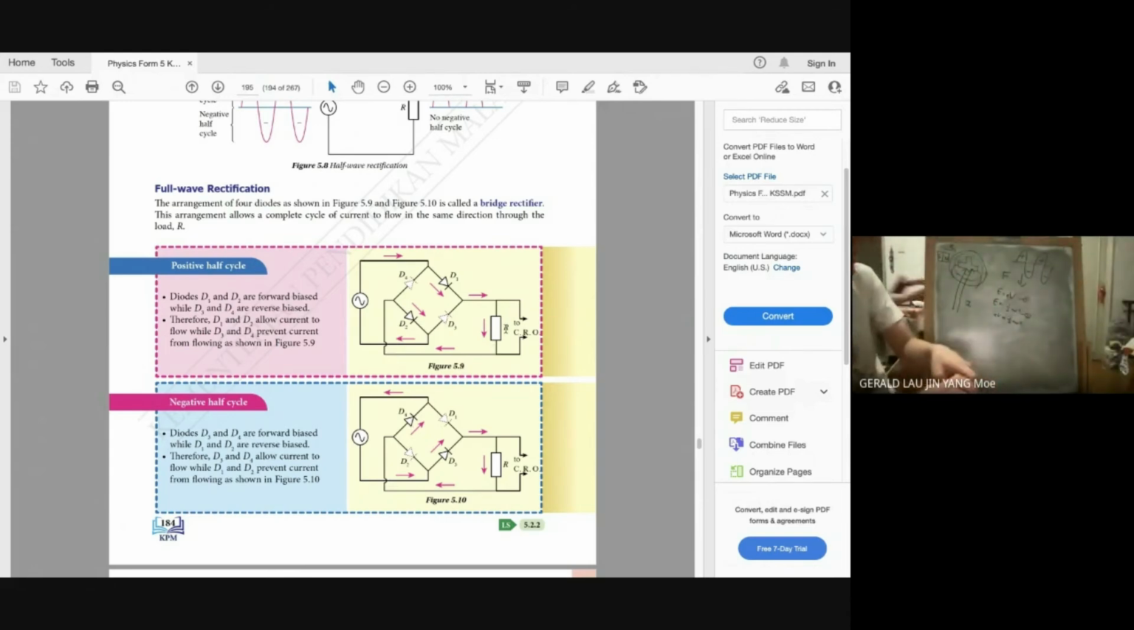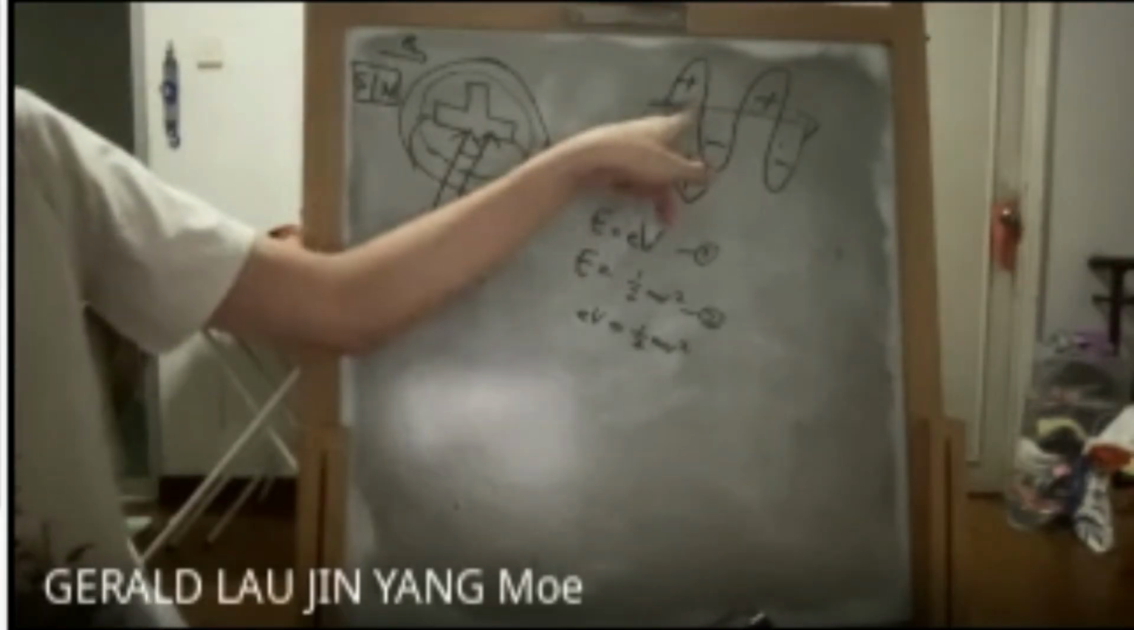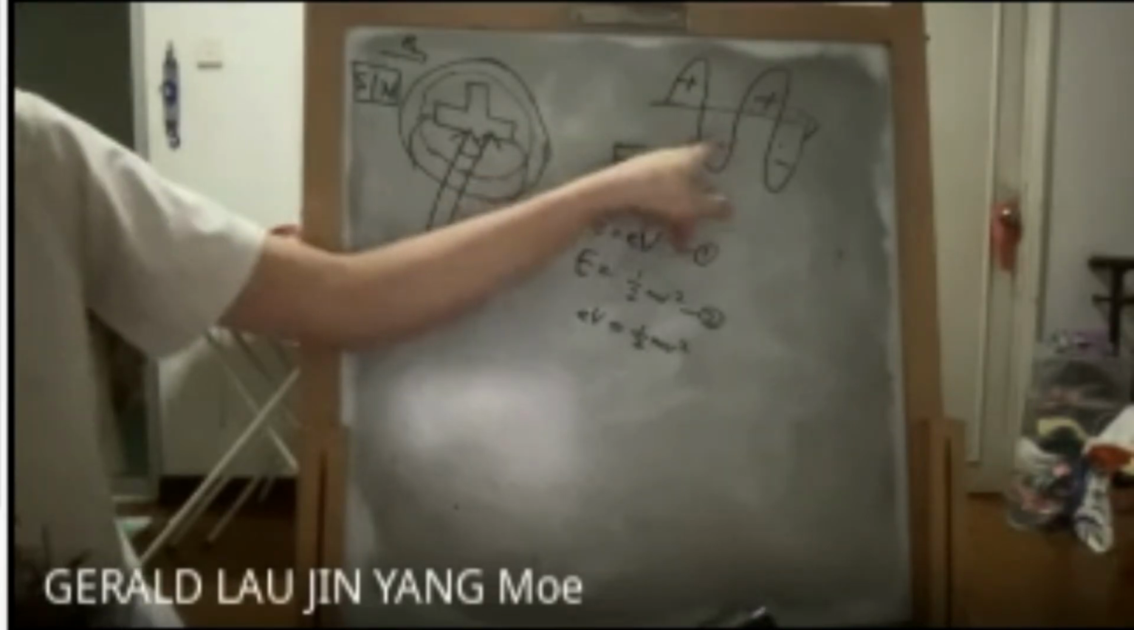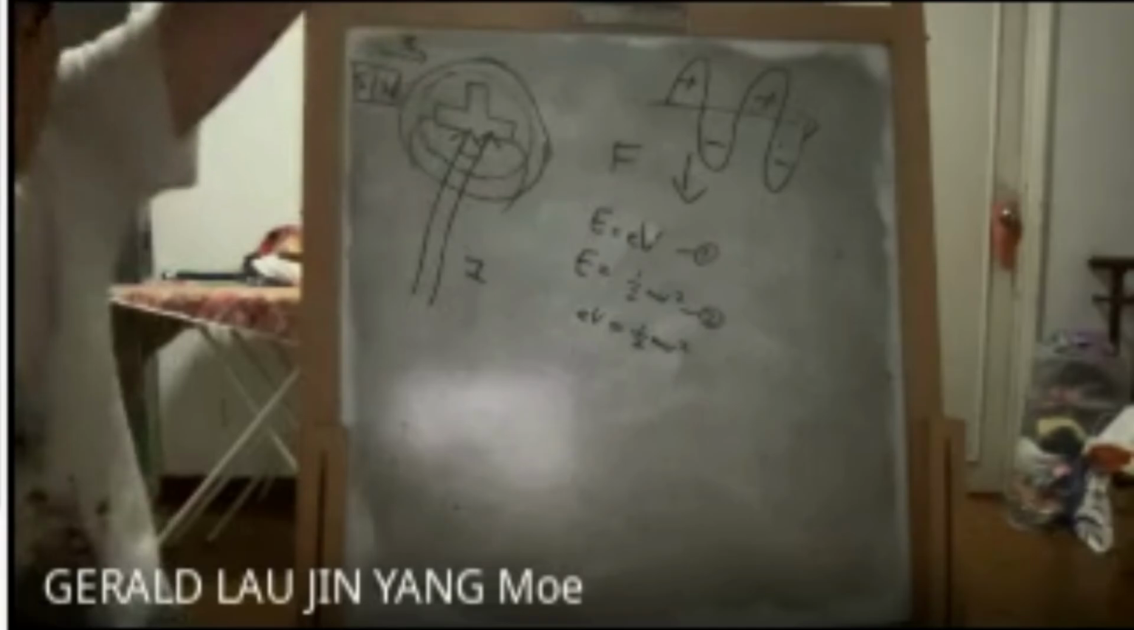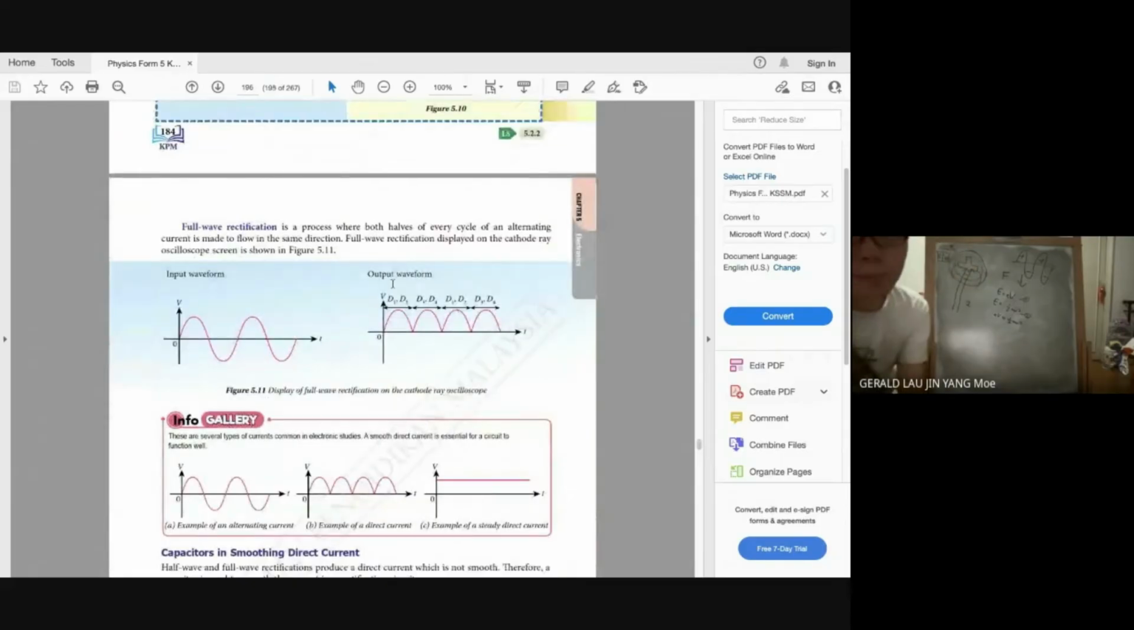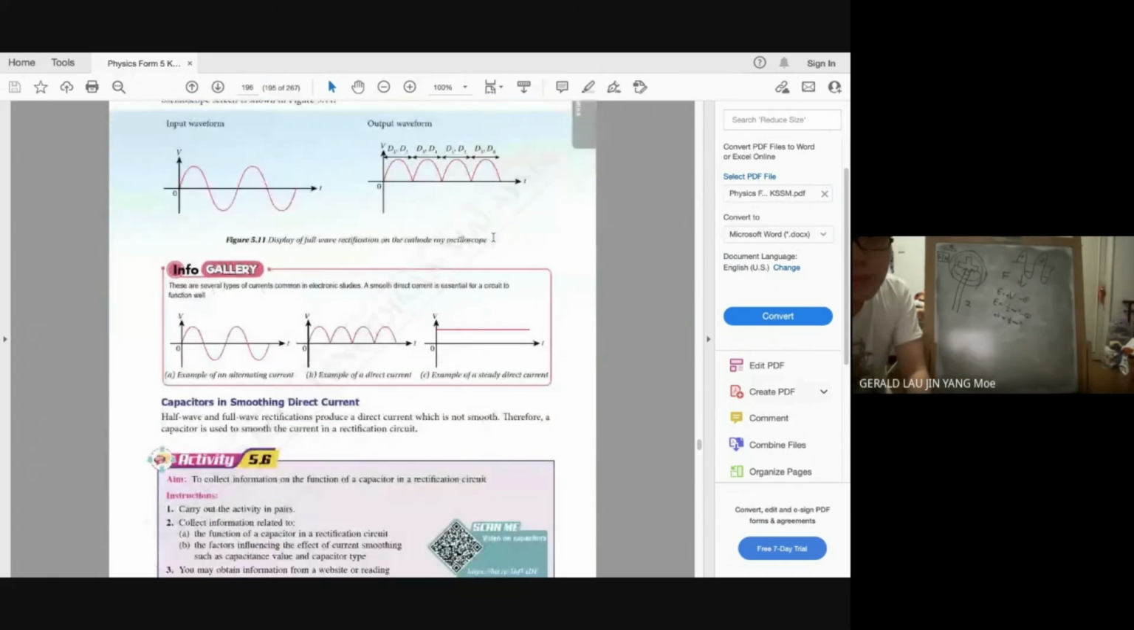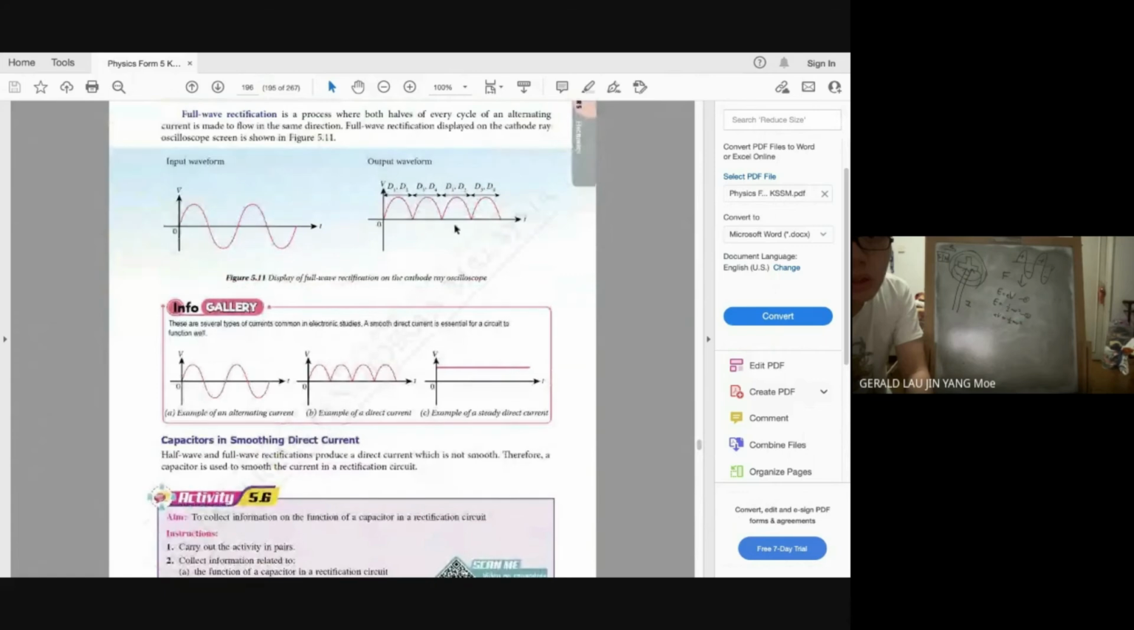That's why this is called full wave rectification, because in the positive half cycle you will use D1 and D2, and in the negative you will use D3 and D4. Both positive and negative are used for the rectification. That's why you see the output waveform is like that. That means every half of the cycle is alternating. It will switch. Positive will be like this, negative like this. Okay, so basically this is the current.